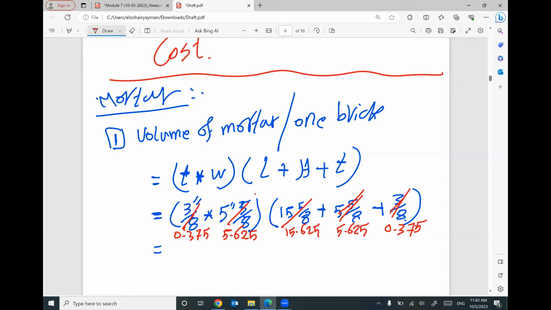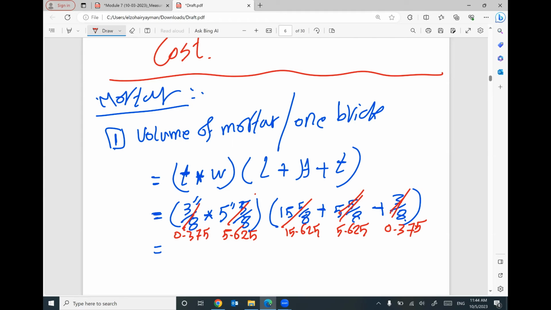I'm sorry? I think everywhere you got 5 and 5/8, it's supposed to be 7 and 5/8, isn't it? I'm sorry, say it again. Everywhere that you have the 5 and 5/8 marked, that should be 7 and 5/8. The width and the height is 7 and 5/8 of each brick. Okay, okay.